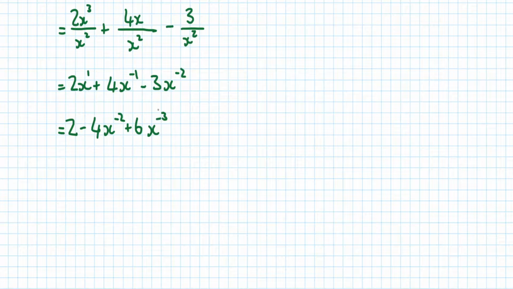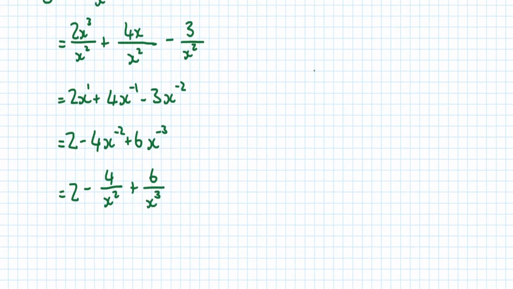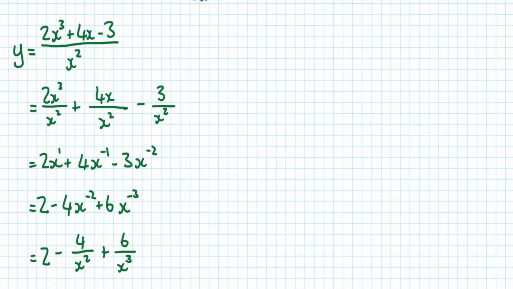Now, in mathematics, generally speaking, we like to write things with positive indices where possible. So I'm just going to write this as take away 4 over x squared plus 6 over x cubed. What about surds? Let's see if we can apply the same principle to surds now. What if we had something that looked like y equals 6x squared plus 2 root x?